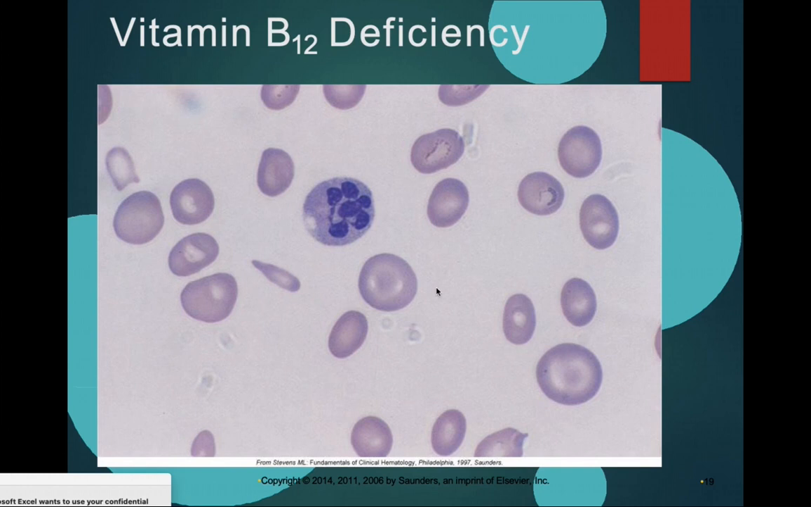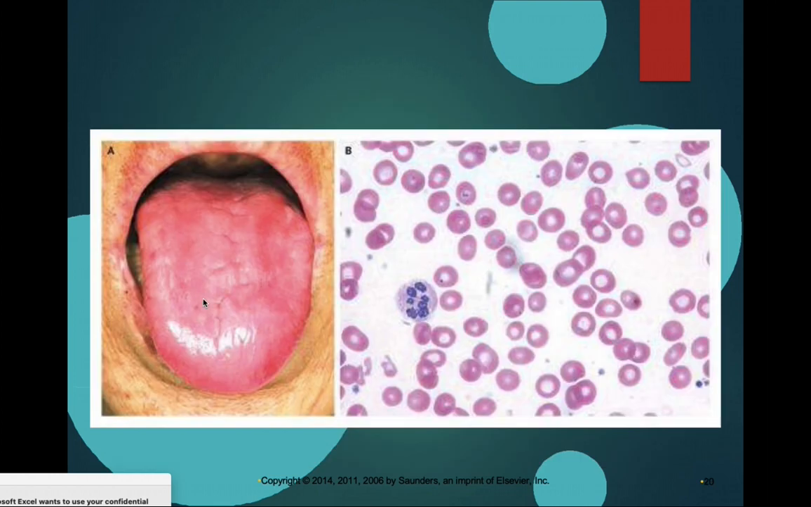Here is megaloblastic. These are large red blood cells. This is a white blood cell, right? Whenever you see the multinucleated, this is probably a neutrophil. But these are megaloblastic for sure. Here again, we're seeing megaloblastic, large red blood cells.